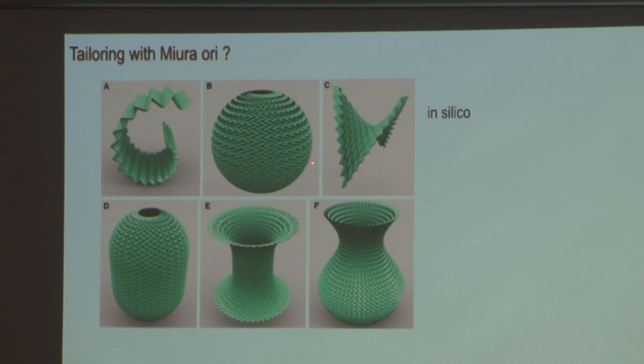You can create spheres. I told you that with this sheet you can't do it, but now you can, because now I vary where the folds are. I can create saddles, I can create a pillbox, I can create a candlestick, I can create a flower vase. And a student in our group, Levi Duty, folded all of them.